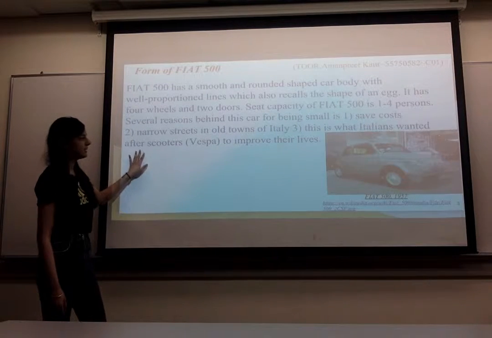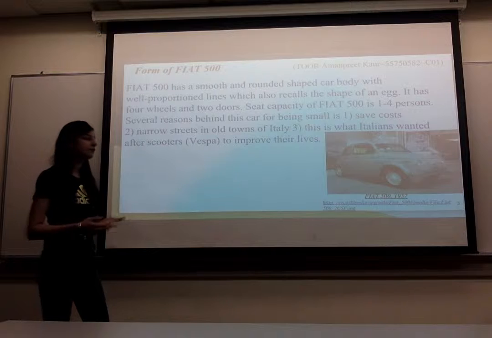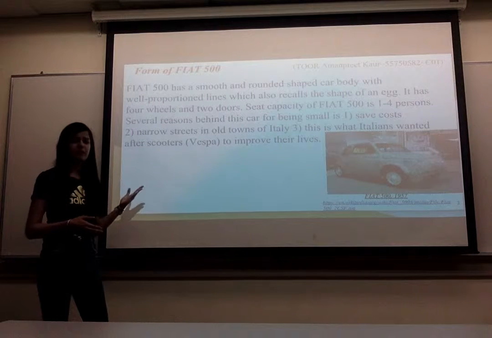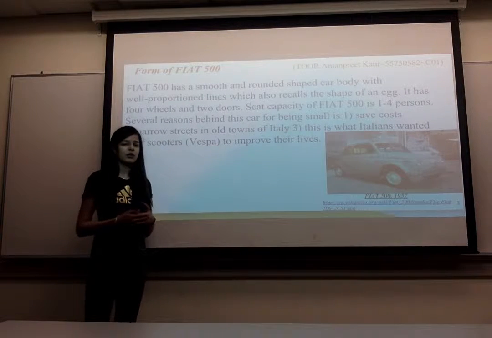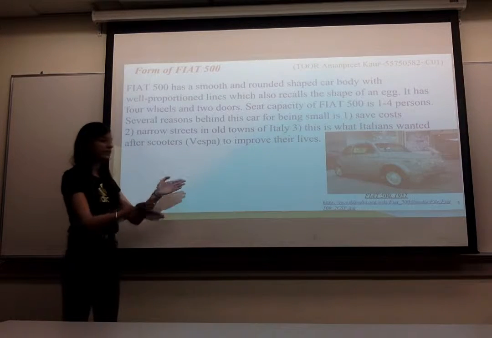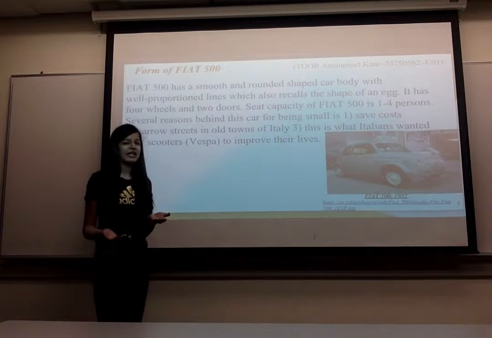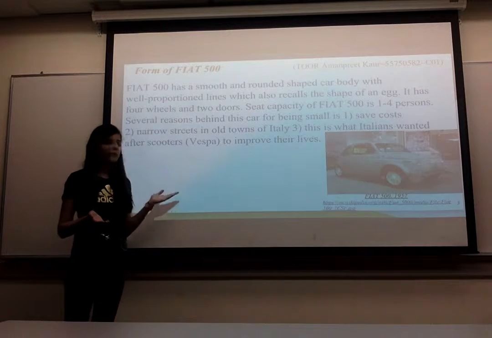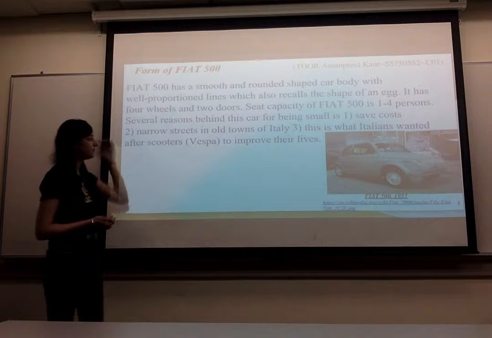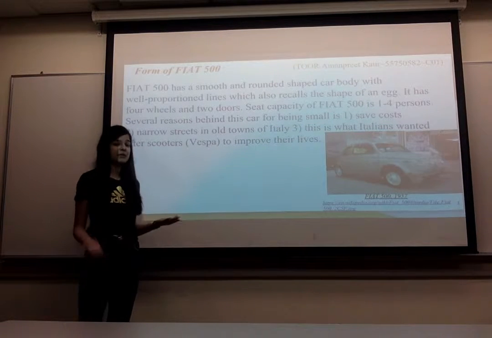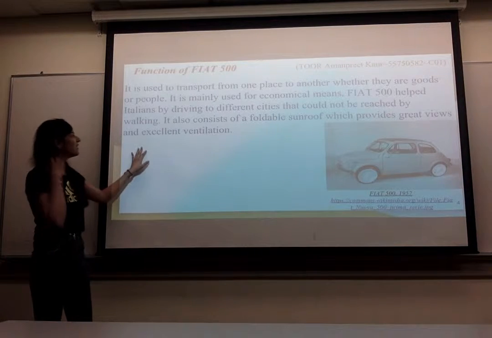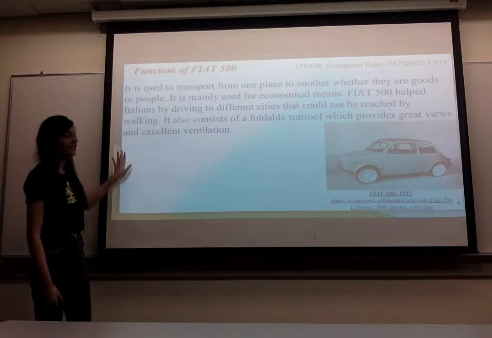So there are several reasons this car is small. First, it saves cost, as I have mentioned before. The second one is, in the old times of Italy the streets were narrow, so it was the best for the Fiat 500 to cross those narrow streets. And the third one is, this is what Italians wanted after the scooters, which were popular, such as the Vespa, to improve their lives. So after the introduction of Fiat 500, it was comfortable for the Italians to move from one place to another. So the function of Fiat 500 is my third slide.